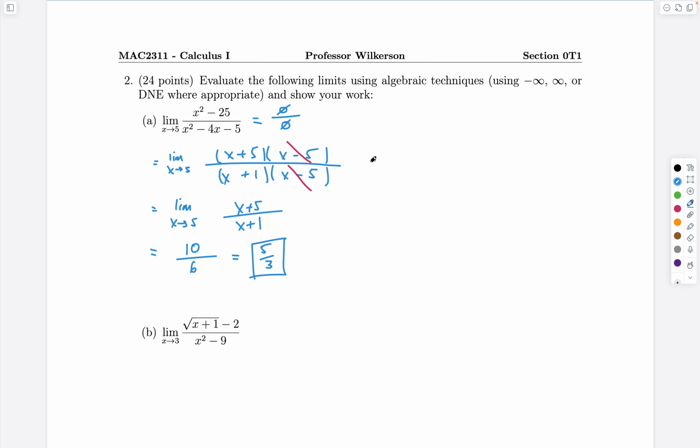Okay? So again, our process was we plugged in early direct substitution to see if we had an indeterminate form or not. We did end up getting indeterminate form 0 over 0. And so we did our factor and cancel technique where we assumed x minus 5 would be a factor based on what we know about the limit approaching 5. We canceled those terms out. We got a nice limit here that's a little bit easier, and we can actually plug in 5, and we got our final answer of 5 over 3. Okay, so that's our question 2, part A.